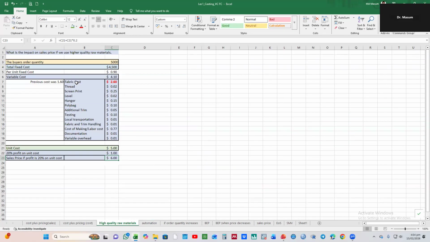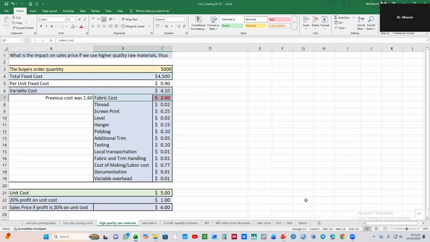Maybe now if you are thinking that you are going to use high quality raw materials, then if you do not change your profit policy, then your price you have to hike additional price, say $1.6, now it is $2.6. What is happening? So you have to focus more on what? On raw materials. And it is the new sales price will be $1 will be profit, 20% on your cost.